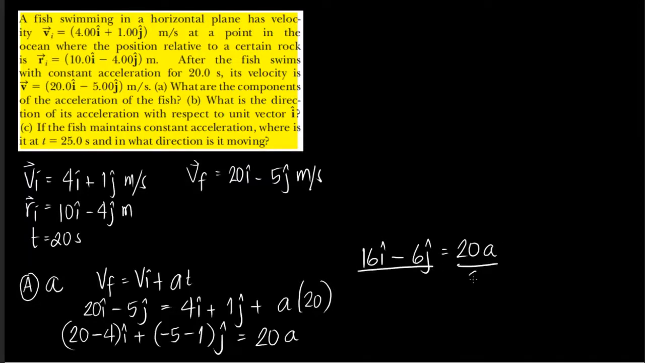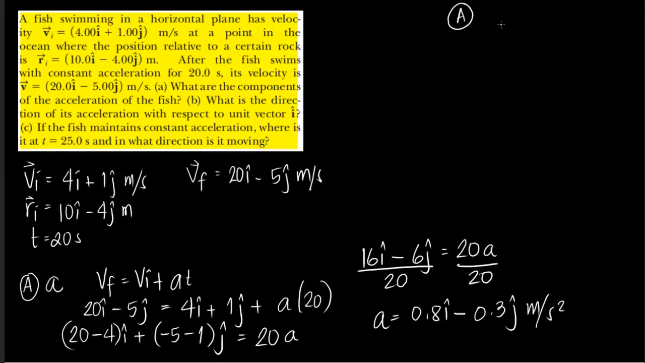And then, divide both sides by 20. And you should get a equals 0.8i minus 0.3j meters per second squared. This is the answer for letter A. So, the components of the acceleration of the fish is 0.8i minus 0.3j meters per second squared. So, it's accelerating 0.8 meters per second squared along the x-axis, and 0.3 meters per second squared along the y-axis.